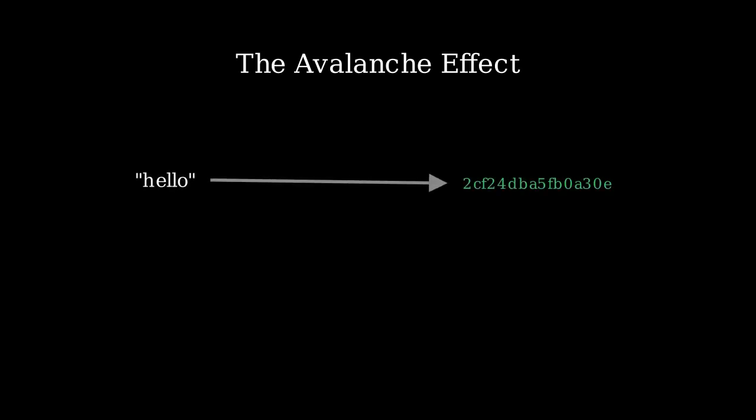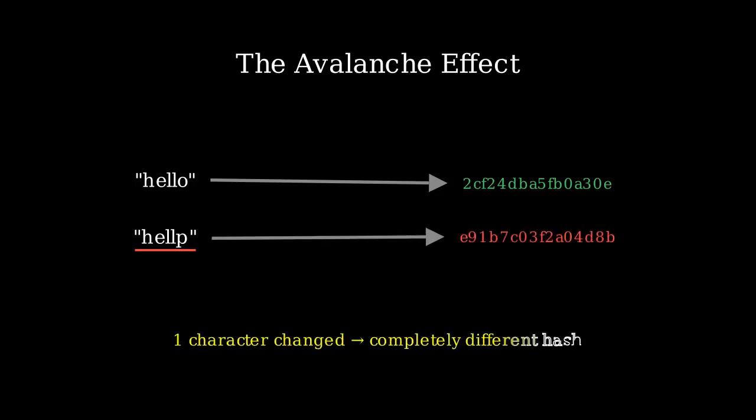There's also something called the Avalanche effect. Change just a single bit in the input, and roughly half the output bits will flip. The two hashes will look completely unrelated. This is what makes SHA256 so useful for detecting even the tiniest changes.